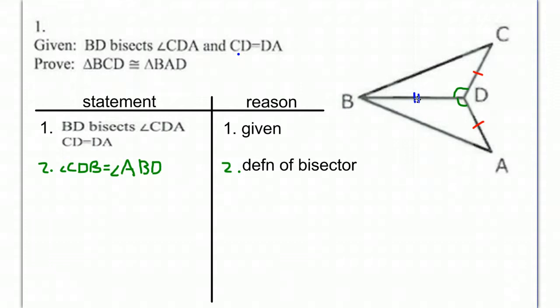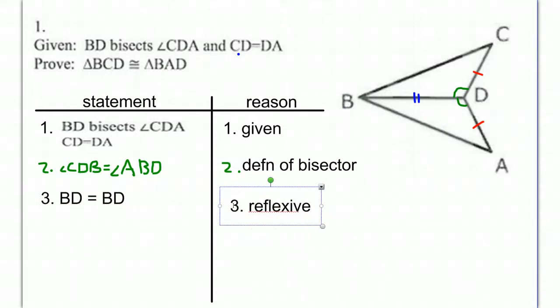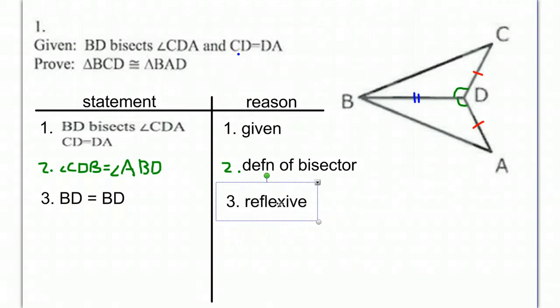Next thing I'm going to do is I'm going to establish my third part here. This side BD is going to be equal to itself. And say that BD is equal to BD. And that is done by the reflexive property. And that's a handy property because whenever you have shared sides, it's going to get you those two equal parts. And then finally, because I have all my pieces now, I'm going to be able to say that the two triangles are in fact congruent by side, angle, side.